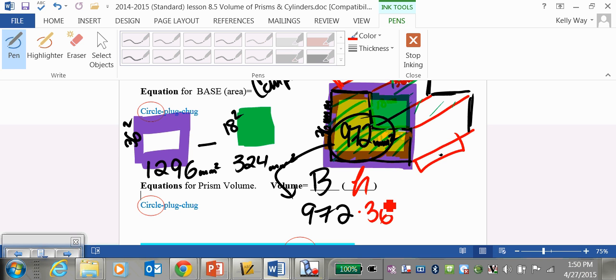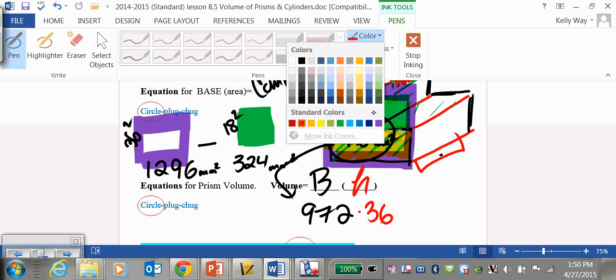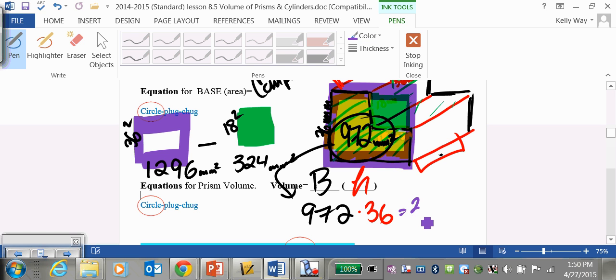Okay, Anna, what do you get now? 972 times 36, ma'am. What do you get? 34,992 millimeters cubed. Yes, box it. There's your volume.